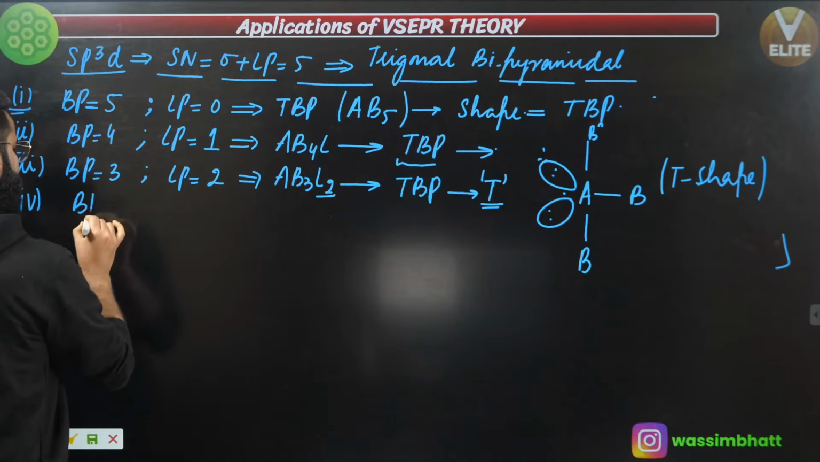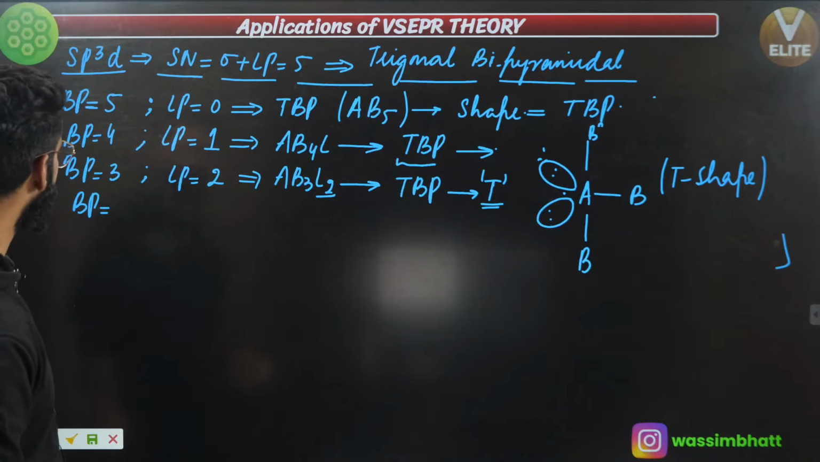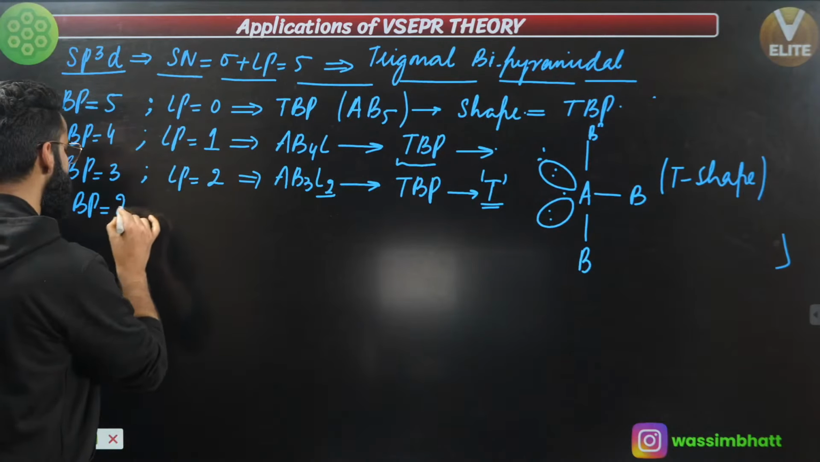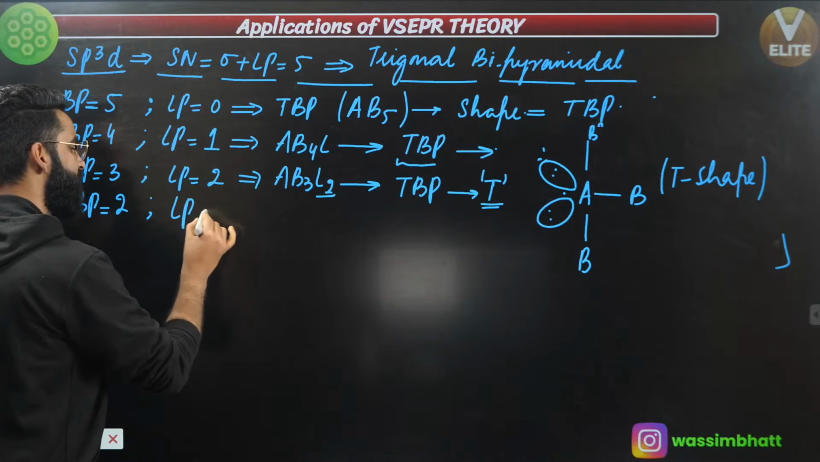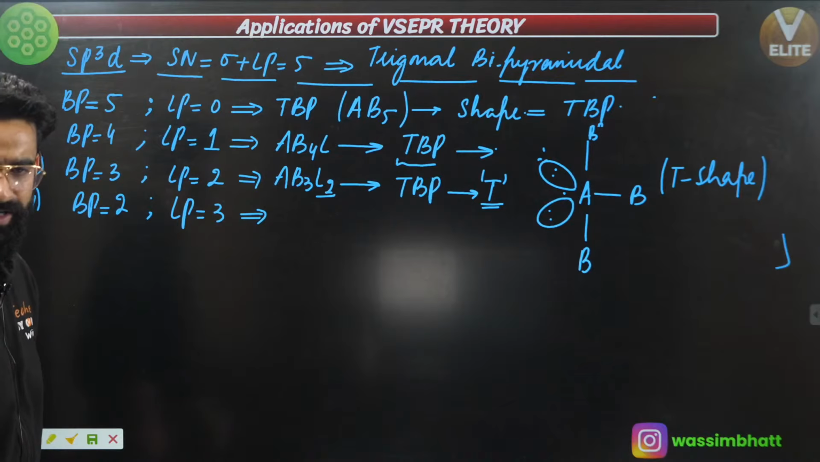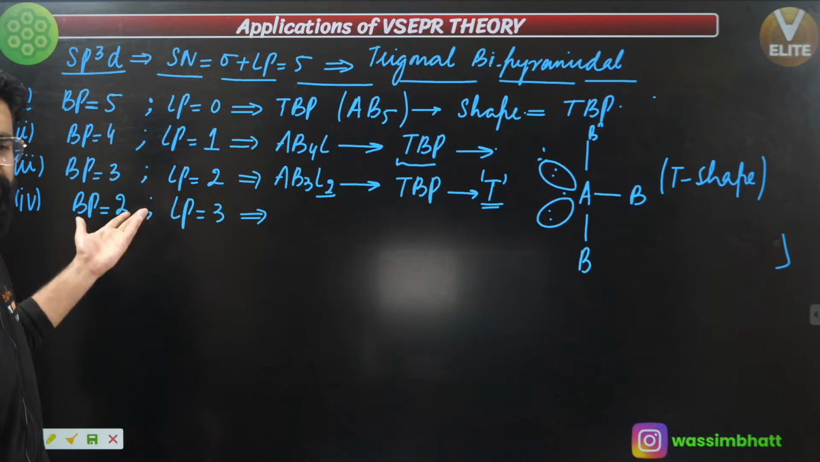I've got a molecule in which bond pairs are, for example, is there anything left? Okay, 2 bond pairs and 3 lone pairs, right? I've got a molecule in which there are 2 bond pairs and 3 lone pairs, correct? People, what is the steric number? 3 plus 2, 5. Hybridization, sp3d.